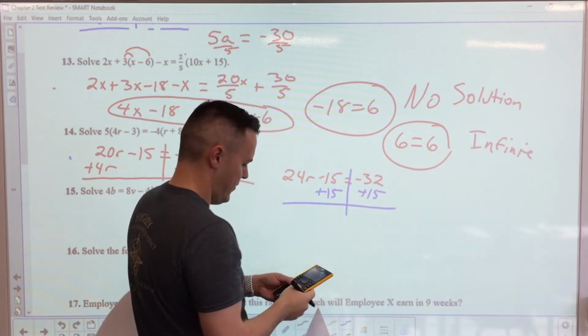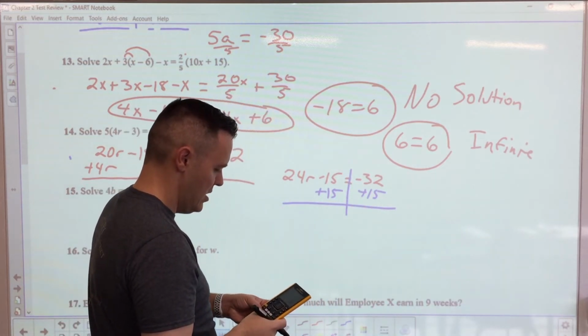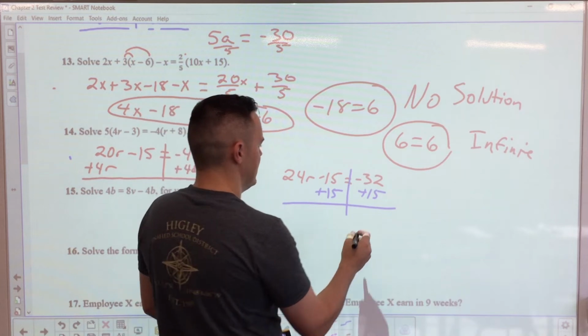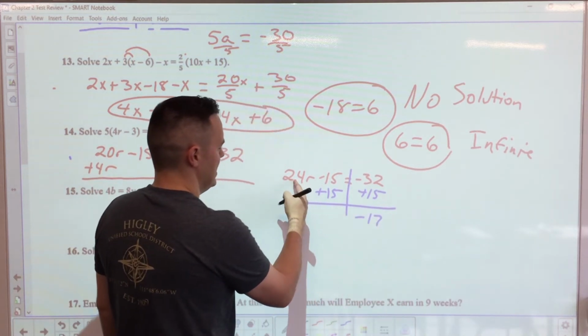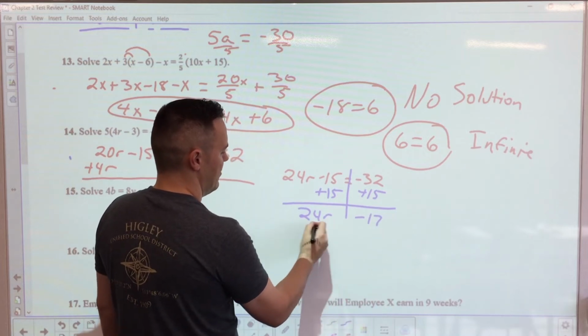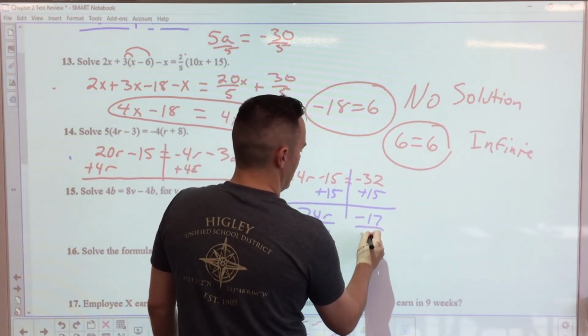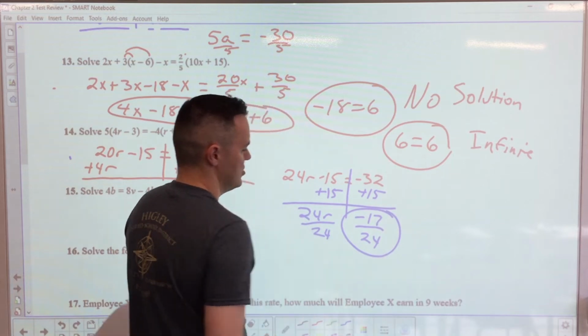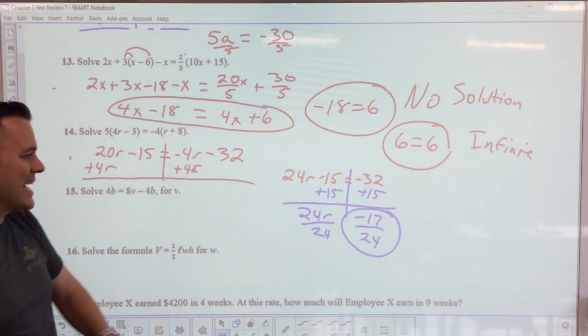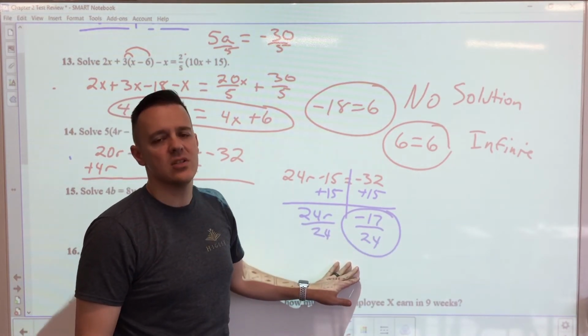All right, so negative 32, let me put that in my calculator. Negative 32 plus 15 is going to be negative 17. So it's negative 17, and this is 24r. So the last step would be divide by 24. And ladies and gentlemen, that is your answer. Okay, r equals negative 17 over 24. Is that clean? No, but is that the answer? Yes.